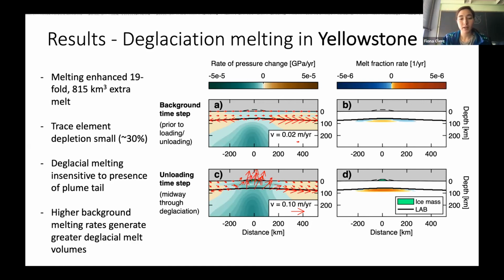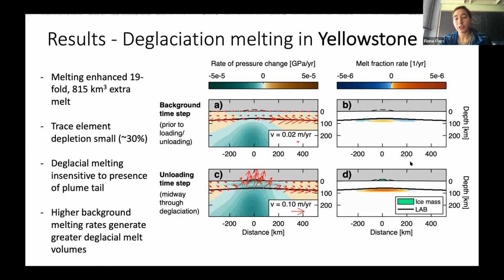The presence of a plume beneath Yellowstone is controversial, so we also test models in which we don't have a plume tail and just have a thermal anomaly, and that has a limited influence on the result. And we also test higher background melting rates, and those generally generate greater deglacial melt volumes. So those melt volumes generally scale with the background rate.